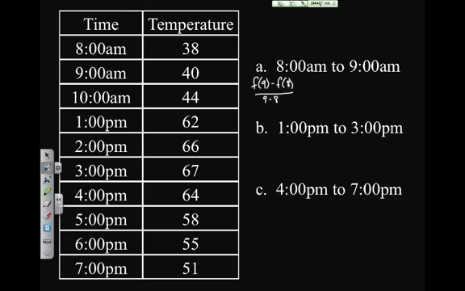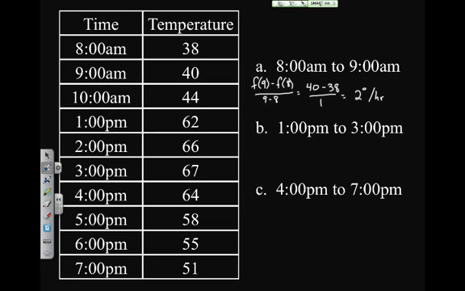So at 9 o'clock, the temperature is 40 degrees, so we just plug that in for f of 9. No work there. At 8 o'clock, the temperature was 38 degrees, so we plug that in. And then 9 minus 8 is 1, so our answer is 2 degrees per hour, which makes sense since it was only 1 hour and it changed 2 degrees.